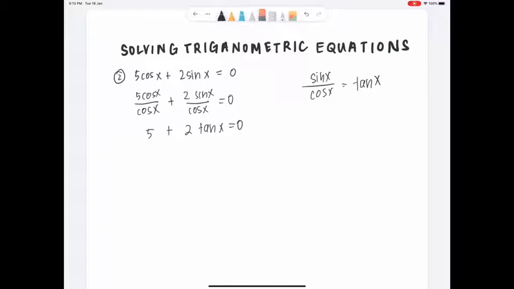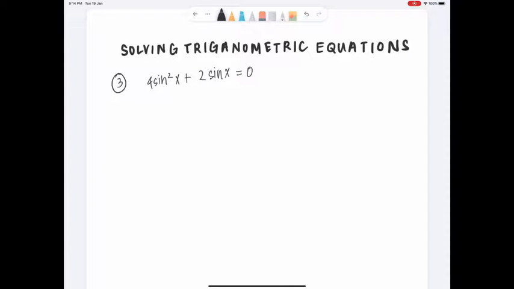However, I would really like to emphasize that if the question was with only sine x, so if it was 2 sine square x equals sine x, it would be very wrong to just divide everything by sine x, because in this case, you would be omitting an answer. I will go through this kind of question in the next segment.